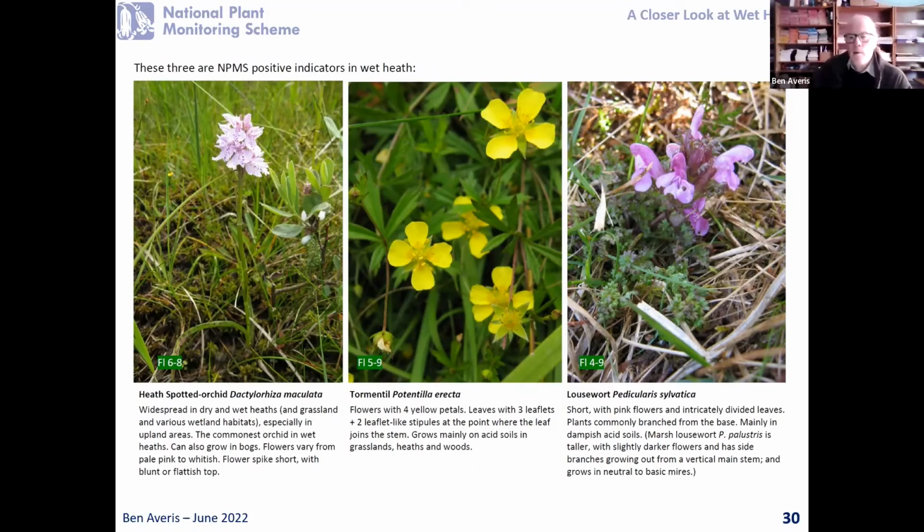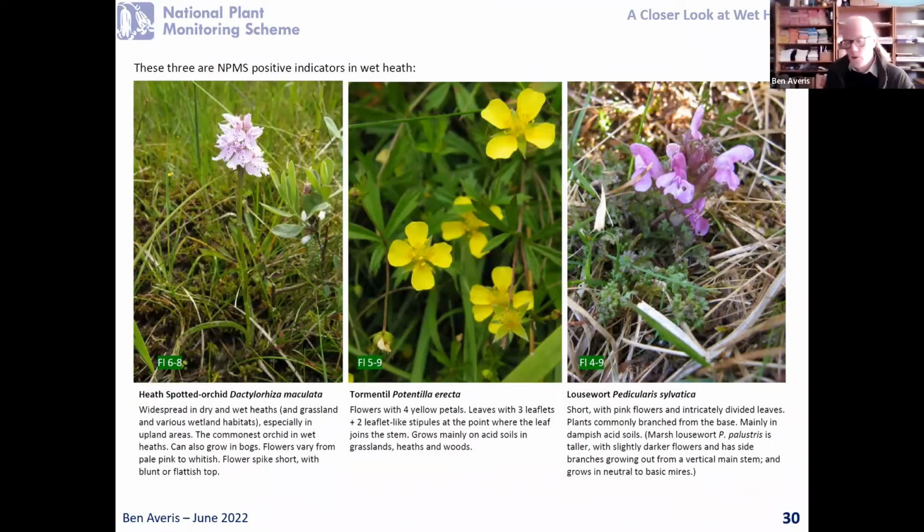Lousewort, the easy one as well. Funny thing, a quite short plant, branched at the base with those leaves all divided up in a complex kind of way and those relatively large pink flowers. That's quite common, sparse, but very common on damp, peaty soils. Wet heath's one of its main habitats.